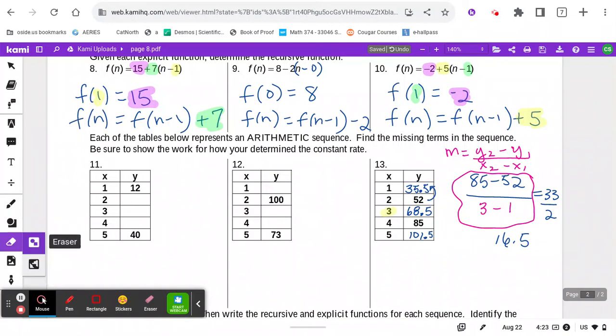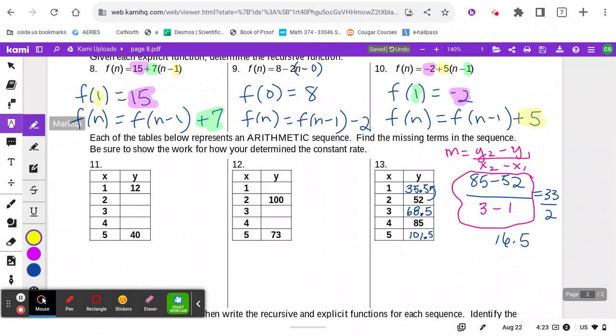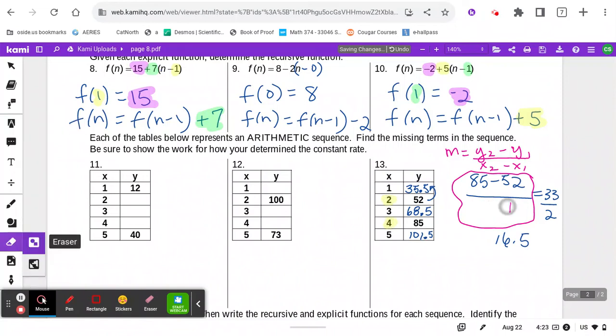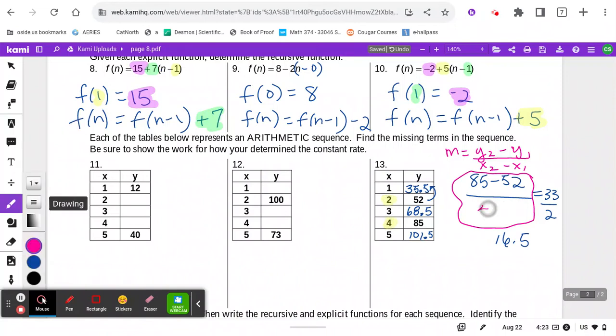Oops. Shoot, I wrote the wrong one, sorry. 4 minus 2. Okay, these right here. So I subtracted these and I subtracted these over each other. That's the slope formula way. That means that I got a slope of 16.5.